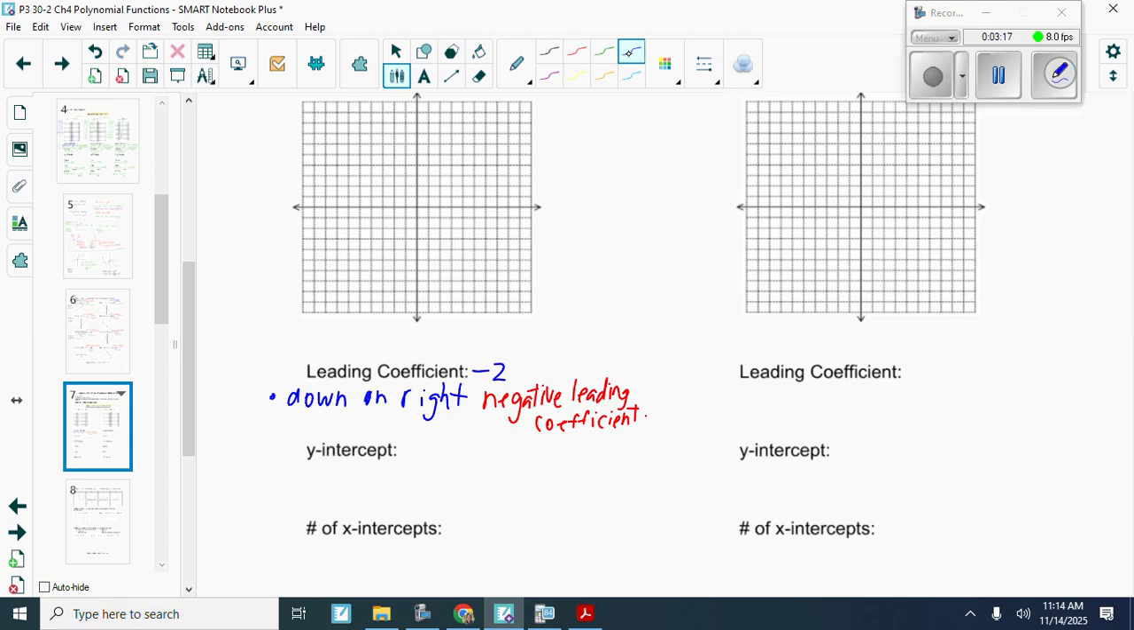Guys, how else can we describe this? We have an odd degree. So are we going to be up or down on the left? With an odd degree. Yeah. We're going to be up on the left, and that's because they're opposite. If one is down, then the other is up when we have an odd degree.